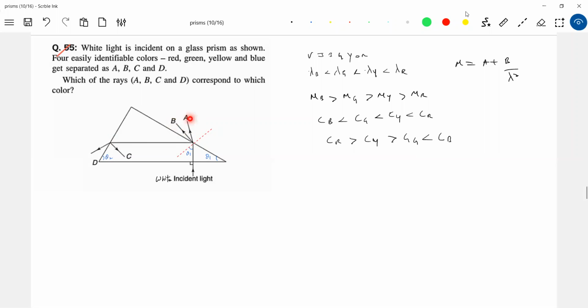So how to say between A and B, who is yellow and who is red? They will not undergo TIR. Between A and B, who is yellow, who is red? Snell's law of refraction. From that only we should see. So A is red and B is yellow. So now green and blue will come here.